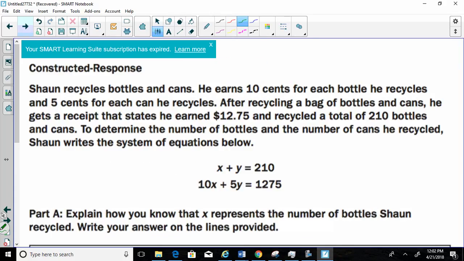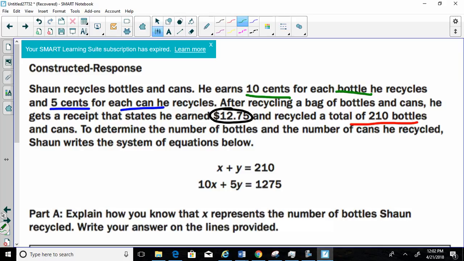So Sean recycles. He earns 10 cents for each bottle he recycles, and 5 cents for each can he recycles. He earned $12.75 and a total of 210 bottles and cans. Remember, money goes with money, total goes with total. So he wrote these. The first part just says, explain how you know that x represents the number of bottles.